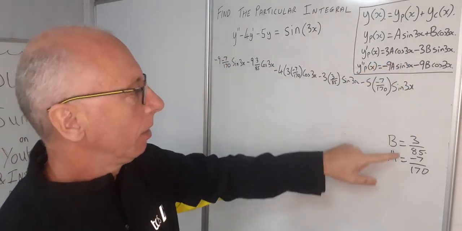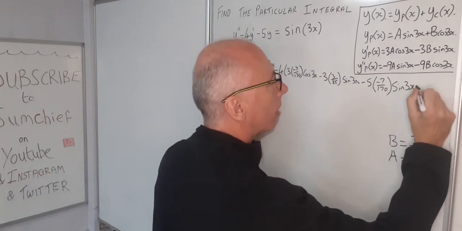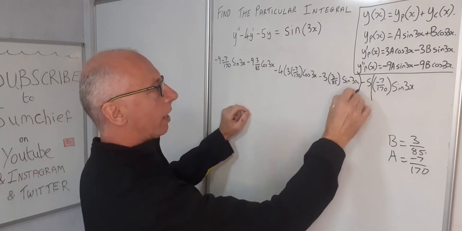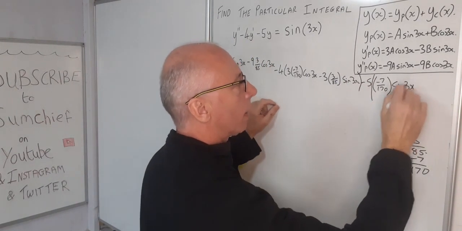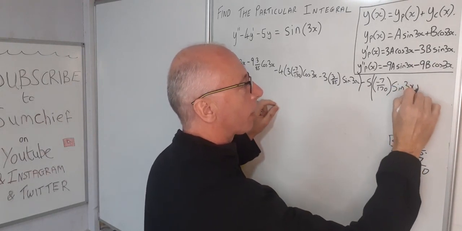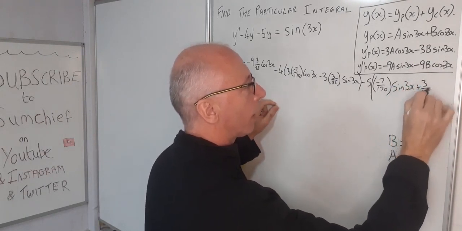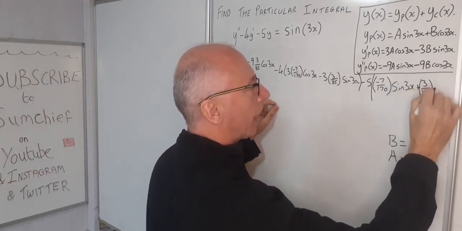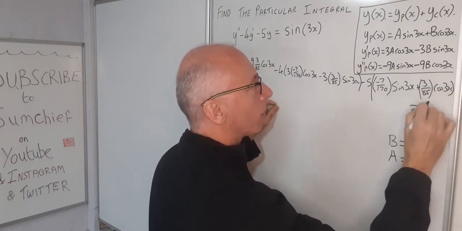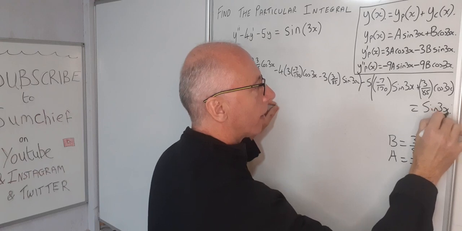And then our b, which is 3 over 85. Let's just put a whole bracket in there. Did I get the whole bracket in there? Minus 5 times minus 7, 170a. So now with the b, it's 3 over 85. So that's plus 3 over 85. Put a bracket around that, cosine 3x. And that equals sine 3x.